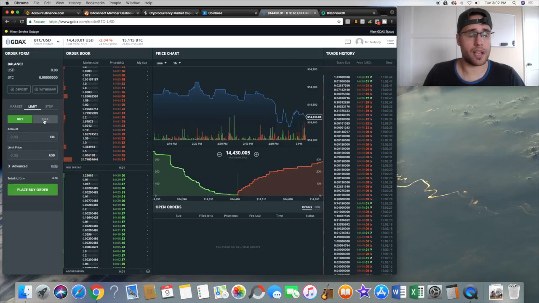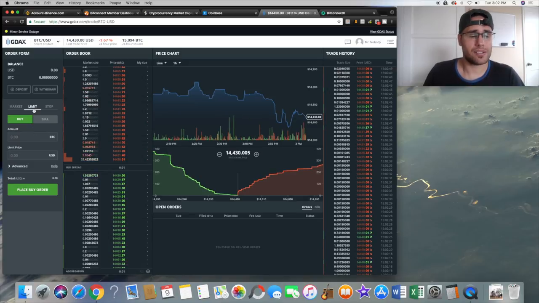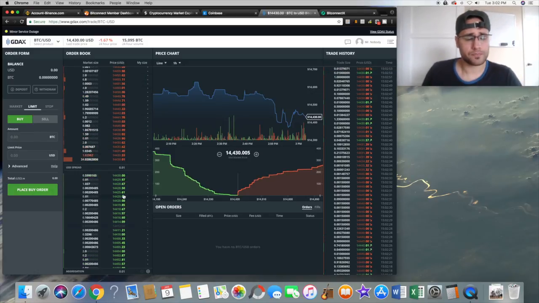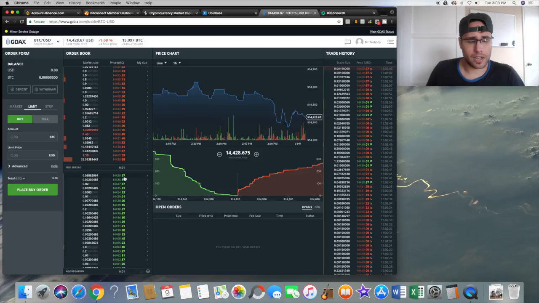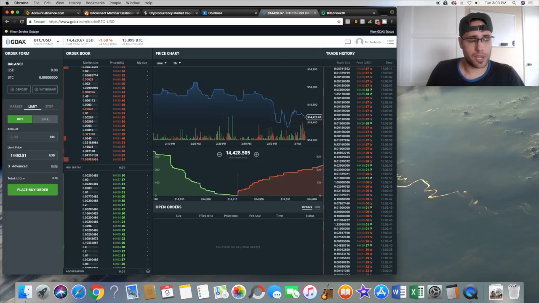On your limit price, this is where you avoid fees with GDAX. This is how I buy everything and sell everything. Let's say you want to buy, you want to put a limit price in. Once you place an order, I can see that the buy order right now is $14,428.67. I want to buy it for a lot cheaper. I want to buy for $14,002. I like that price. So I would click that price, and that price would show up here on the limit price.